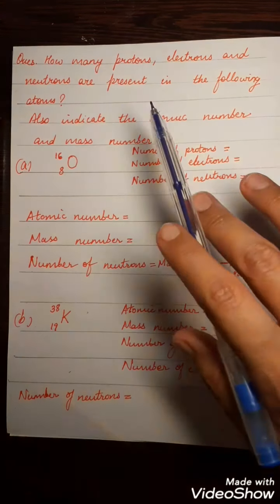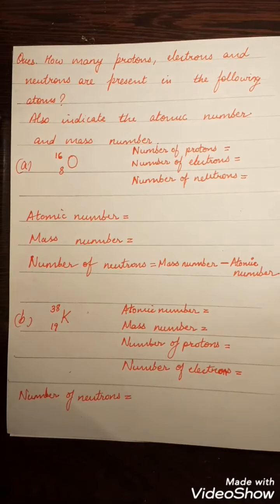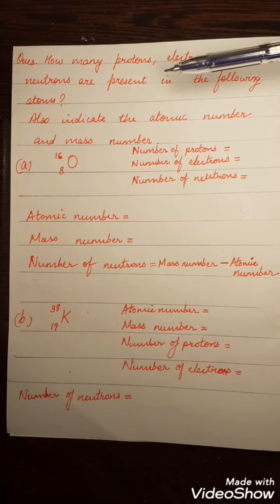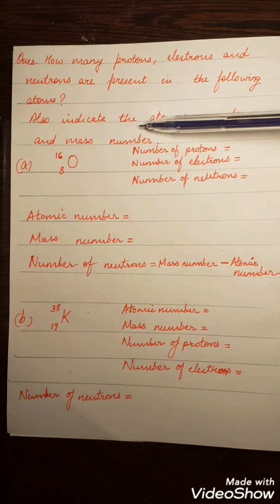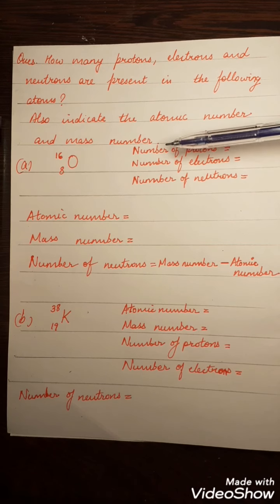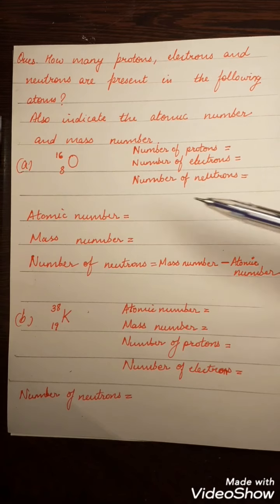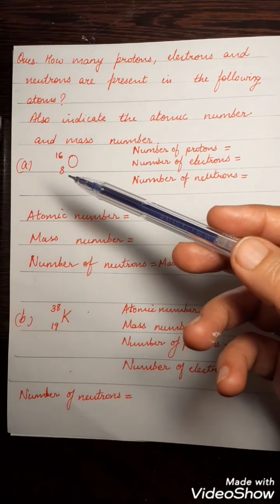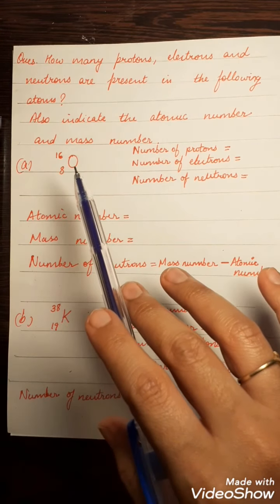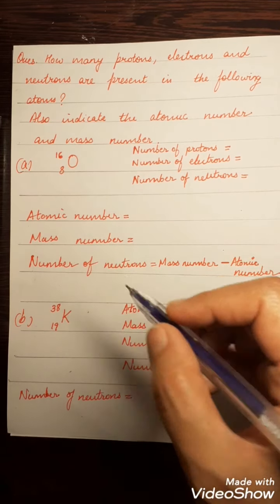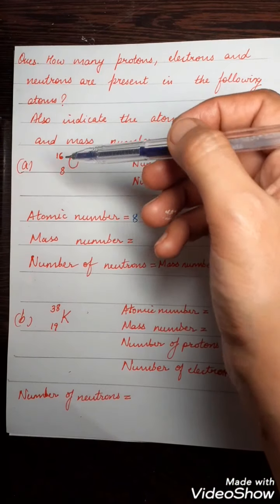The question is, how many protons, electrons and neutrons are present in the following atoms? You need to find out the number of the protons, number of electrons and number of the neutrons in the following atoms. Also, indicate the atomic number and the mass number. You need to tell which is the atomic number and which is the mass number. Okay children, so first is oxygen, 16 and 8. 16 is superscript and 8 is subscript. So atomic number is the down part, that is 8. So atomic number is 8. Okay, mass number is the superscript, that is 16.